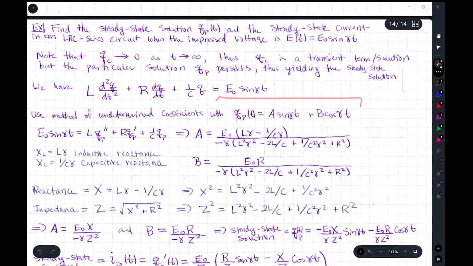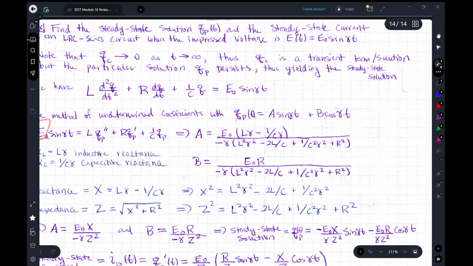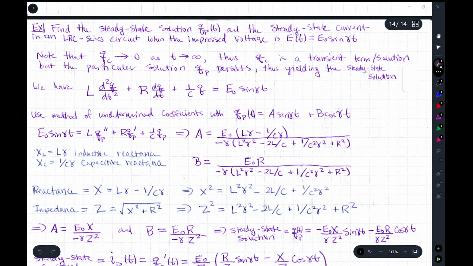We're going to use the method of undetermined coefficients. We're going to assume this form and plug Q_P into the differential equation here. You get a bunch of terms. Set that equal to E naught sine gamma t. So the term in front of the sine gamma t should be equal to E naught. And you'll have another term in front of the cosine gamma t that should be equal to 0, whatever term you find when you plug this in, and you get these two solutions for A and B.